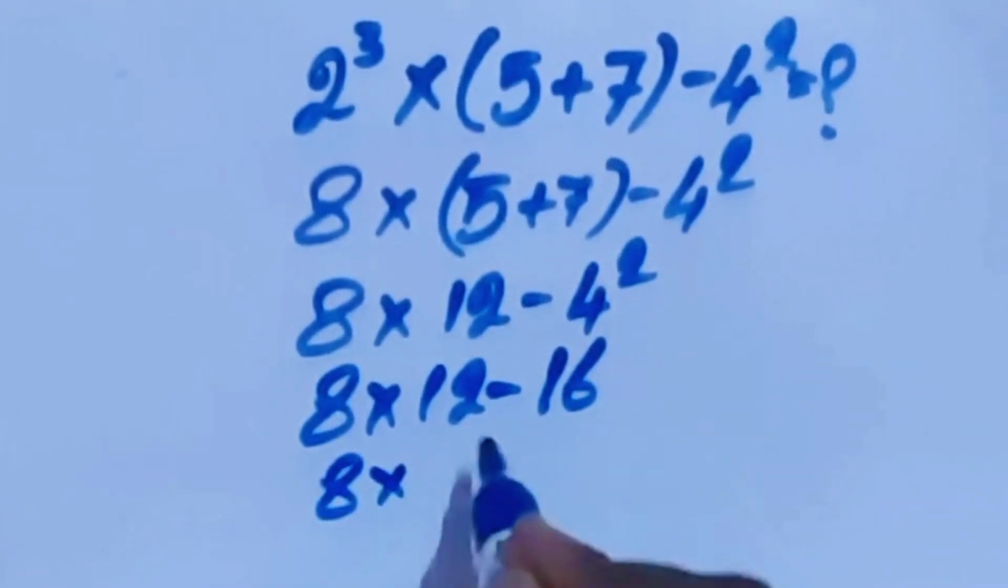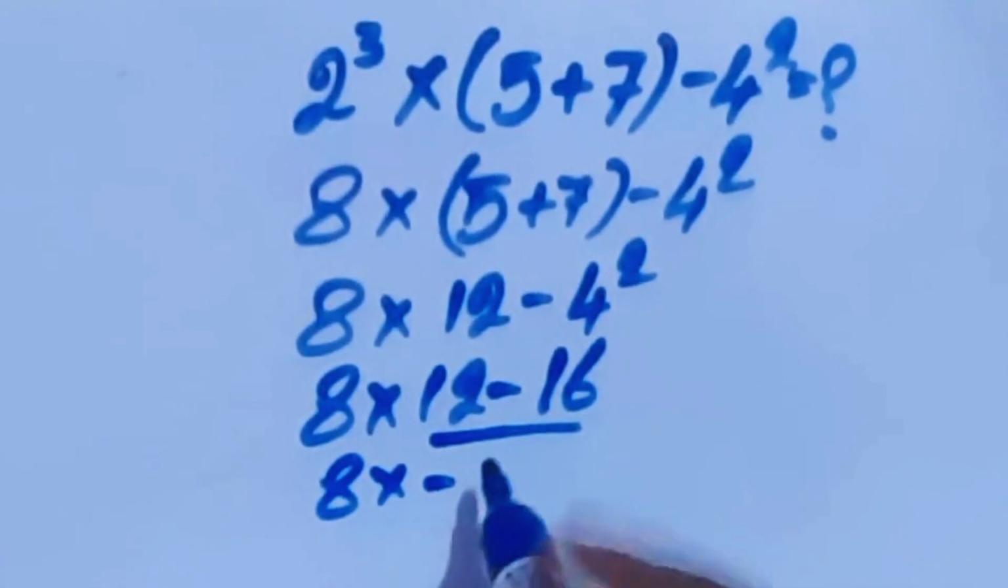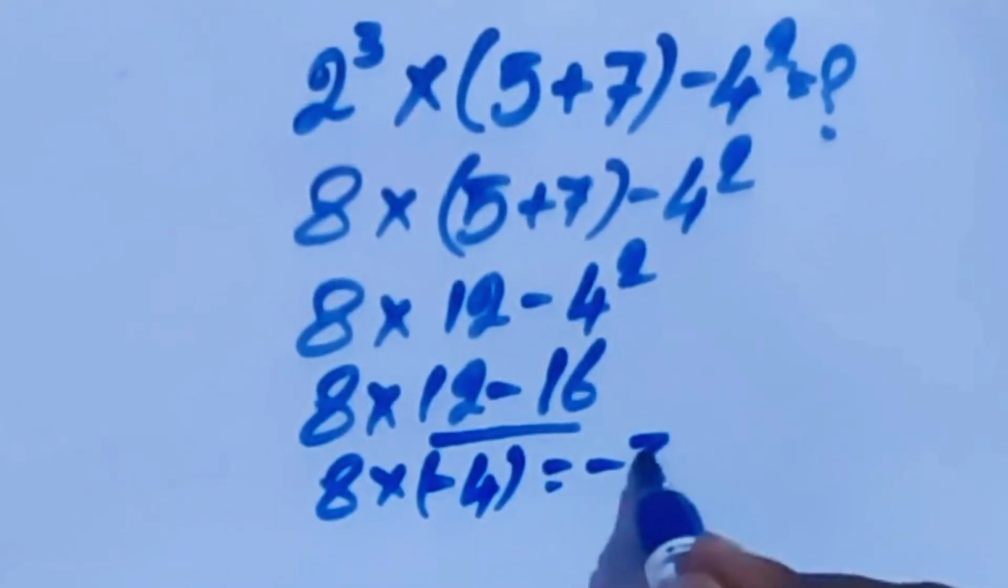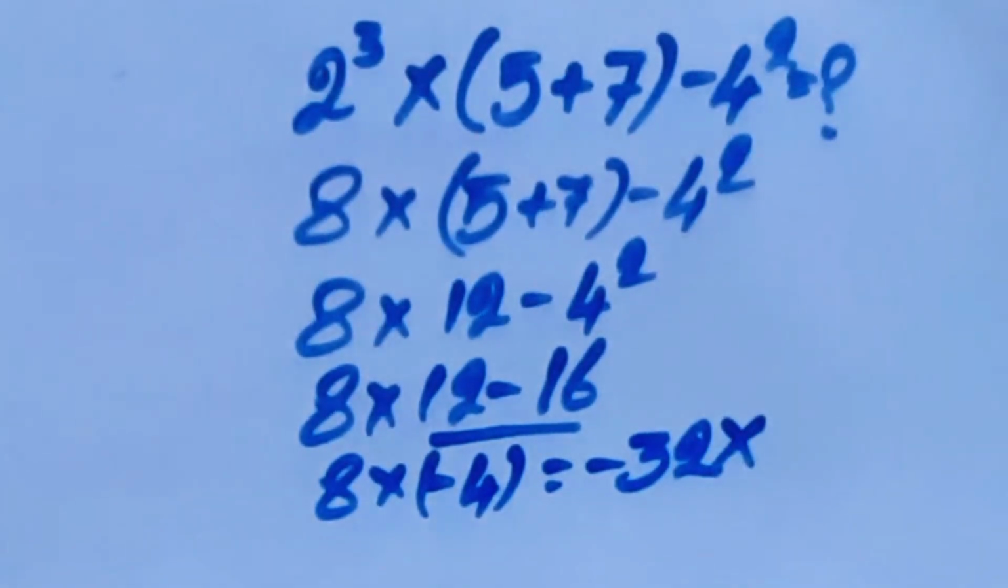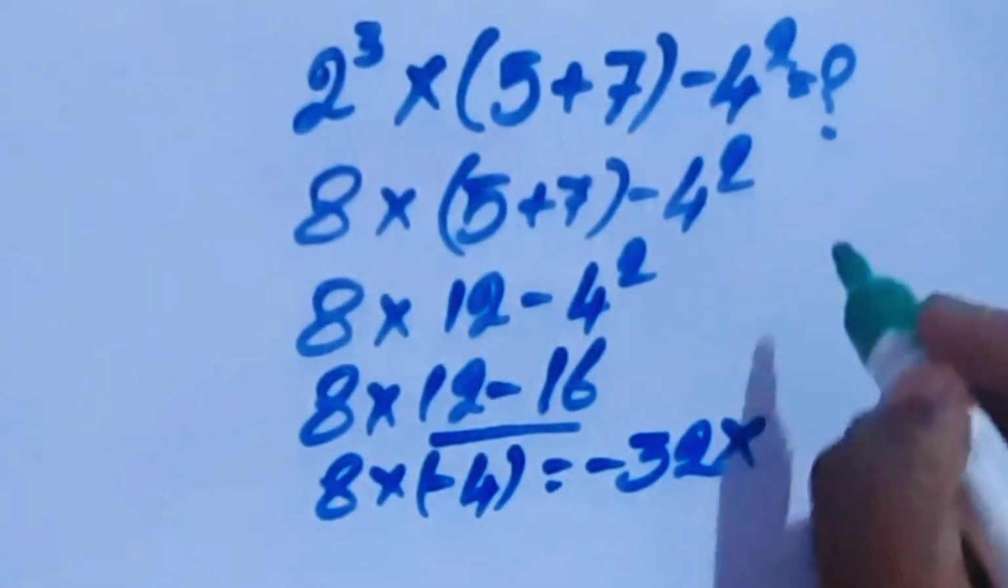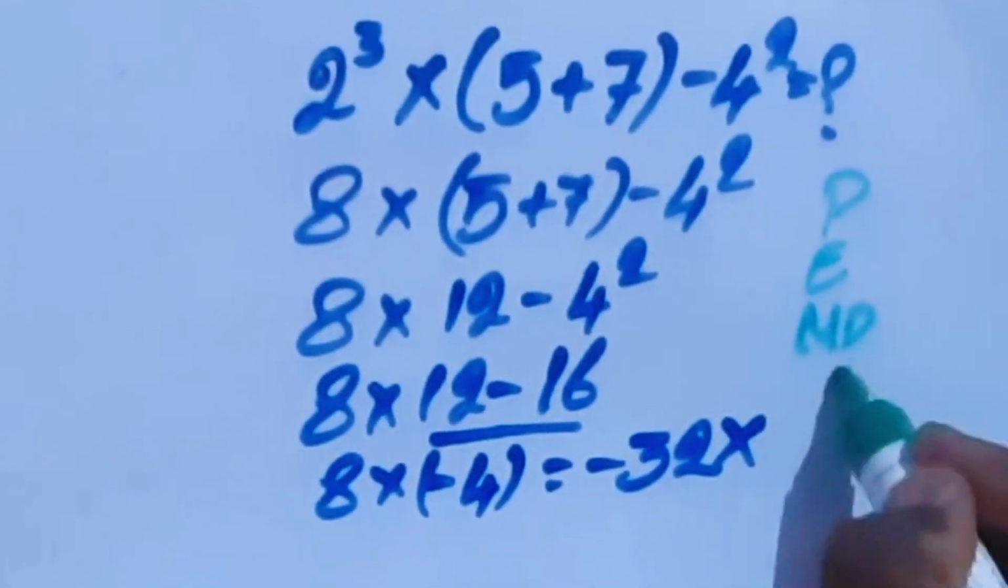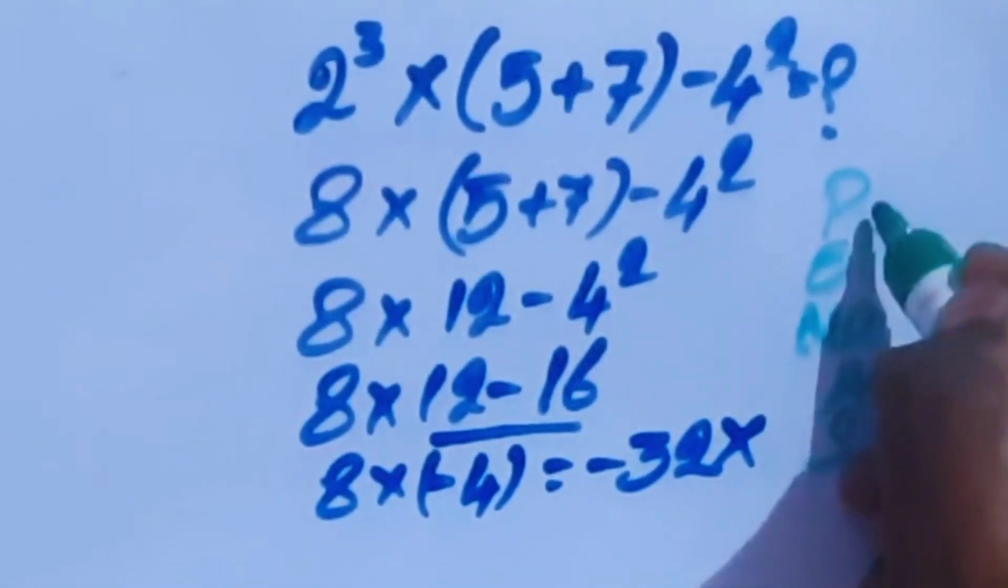Here, 8 times this is negative 4. Now 8 times negative 4 is negative 32, which is the wrong answer. As per the order of operations PEMDAS, this negative 32 is the wrong answer. Here we are going to introduce the PEMDAS rule from the order of operations to solve this problem in the correct order.